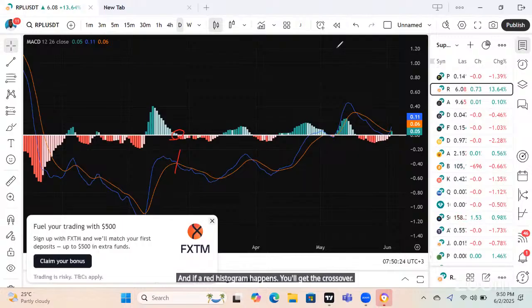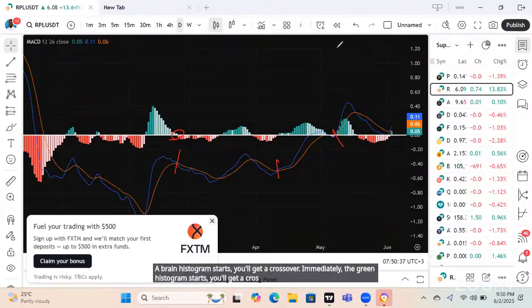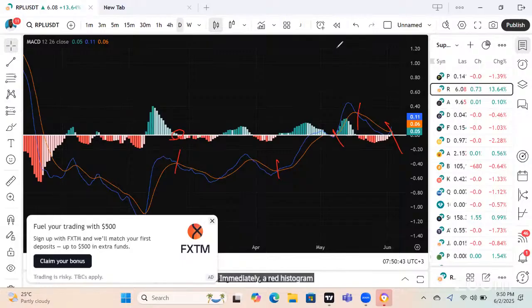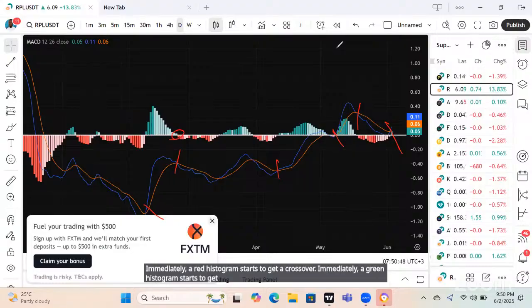The same thing the other side, where the red histogram starts, immediately a green histogram starts, you'll get a crossover. Immediately a red histogram starts, you'll get a crossover. Like that, like that, like that.